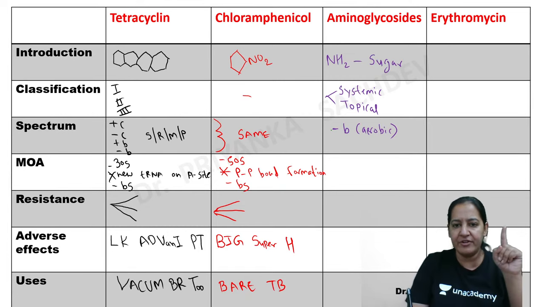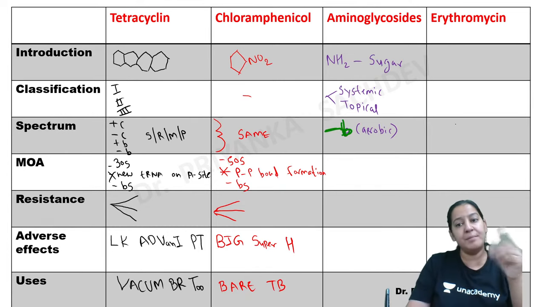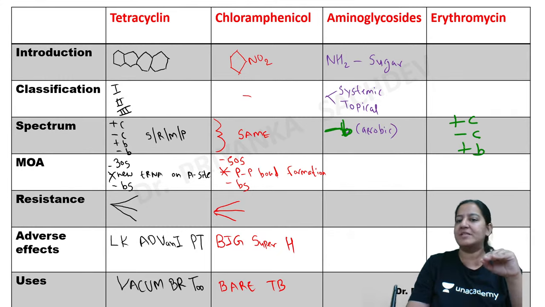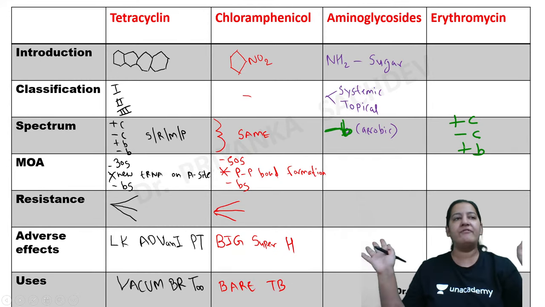So can you see here I have written it is only against gram-negative bacilli. That's it. And in erythromycin the remaining three will come: gram-positive cocci, gram-negative cocci and gram-positive bacilli. No gram-negative bacilli. Everyone give me a thumbs up.